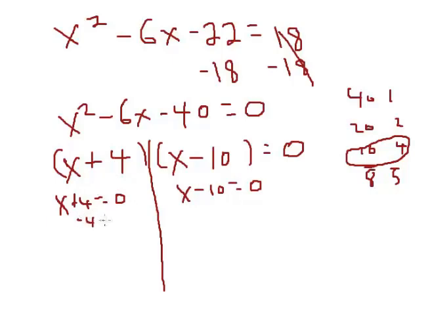This equation is easy to solve. Minus 4, so x equals negative 4. That's one answer. And the other answer, just as easy: add 10 to each side.